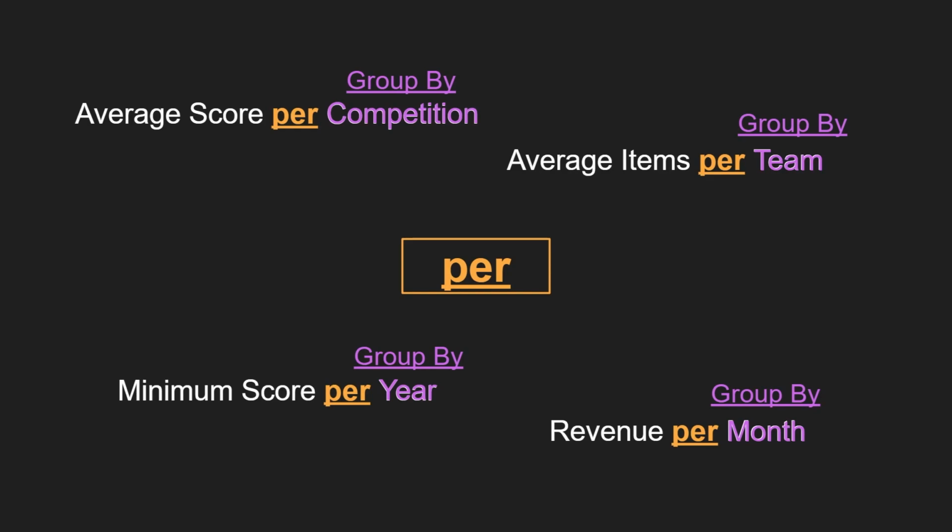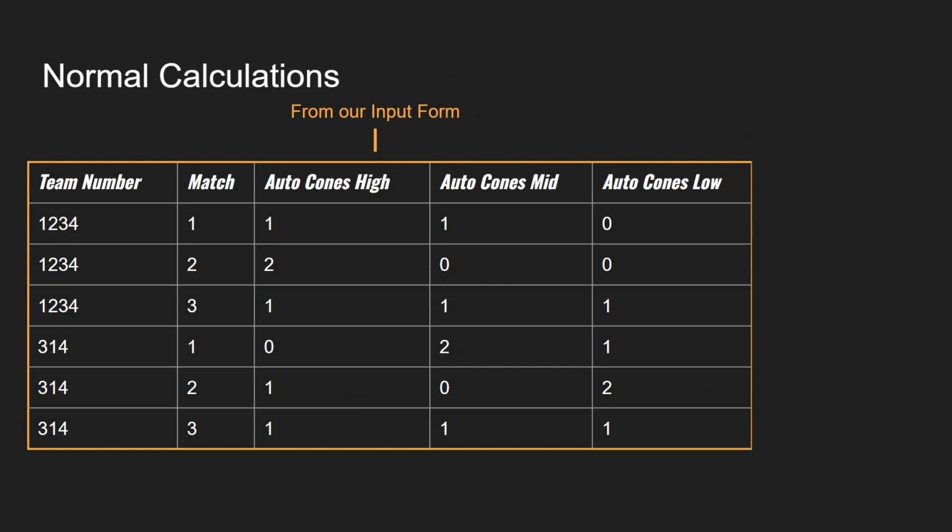So with that in mind, let's look at what our calculations are like with and without group bys. So what we've done so far, right? Imagine we have this table. This is all the data that someone's put in to our RLD application through one of our forms. We've got team number, we've got a match number, we've got cones, mid, high, and low, and we've also got two teams here, team 1, 2, 3, 4, and team 3, 1, 4.